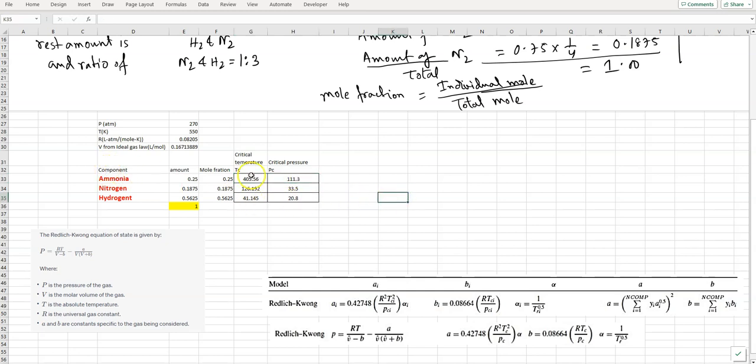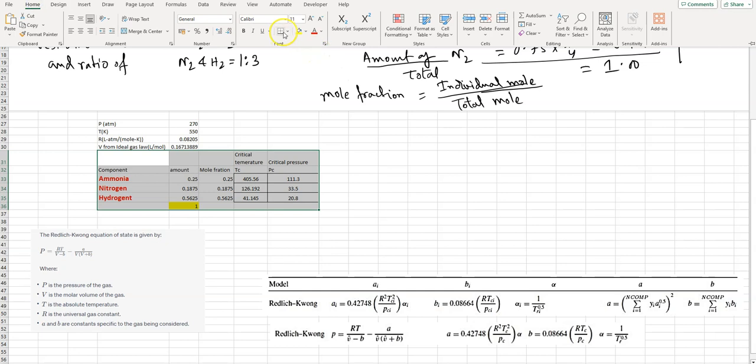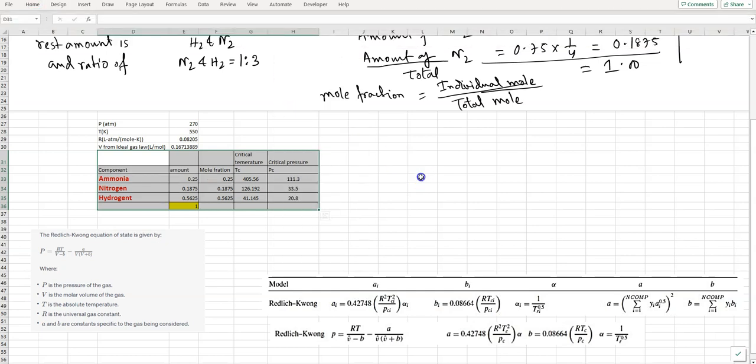So here, the critical temperature for ammonia is 405.56, critical pressure is 11.3; nitrogen critical temperature is 126.192, critical pressure is 33.5; critical temperature for hydrogen is 41.145, and critical pressure is 20.8. Okay, so we can make a box also. That is here. Now first we have to calculate TR and alpha.